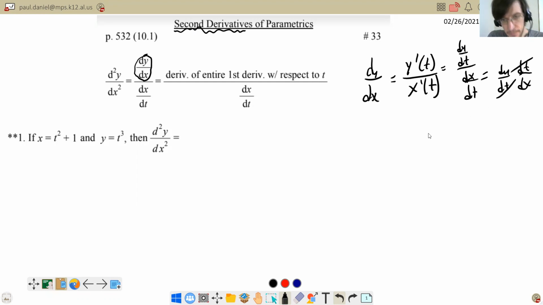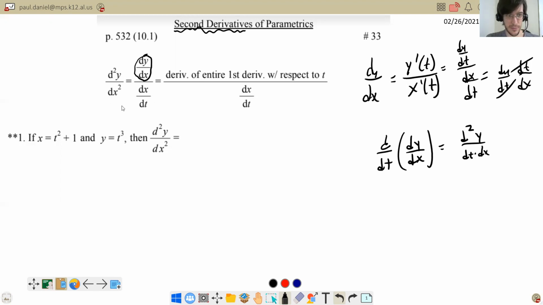dy/dx. So to get to a second derivative, d2y over dx squared, the first thing I need to do is take the derivative of dy/dx. But that's going to give me, I don't know if you can tell, d2y over dt times dx. So that's not what I need. I need d2y over dx squared. So to do that, we have to divide by dx/dt again. We already have the first derivative of x, but we just divide by it a second time.